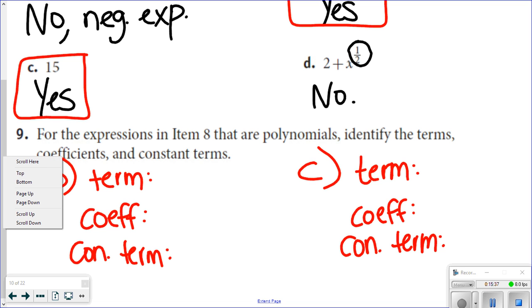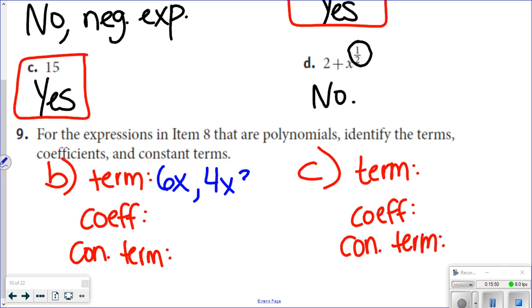So in letter B, we have two terms. We have 6x and we have 4x squared. Coefficients, remember, are numbers in front of variables, or the numeric factor of the term. So that would be 6 and 4. And then a constant term is a number by itself without a variable, which is not applicable in this case, because we do not have a constant term.